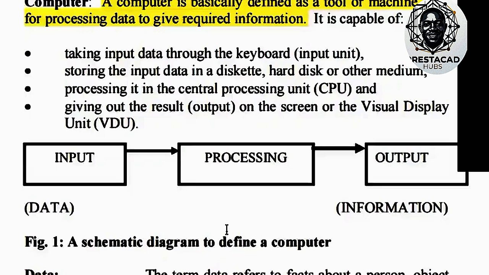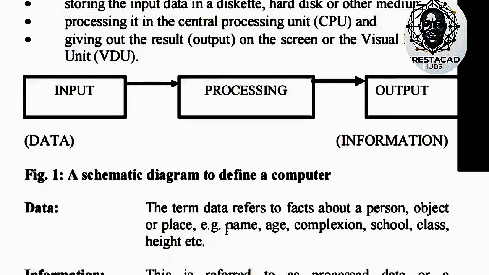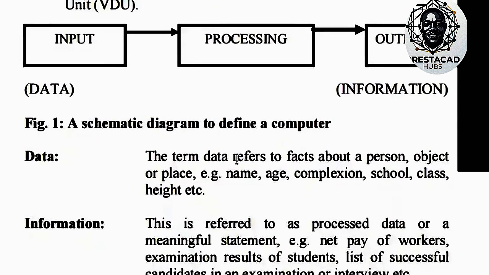Now let's look at the difference between data and information. Data simply refers to facts. This could be about a person, object, place, age, and so on. Now, data on its own makes no sense. Data on its own has no meaning. So when data is processed and it becomes meaningful, that is what we call information.